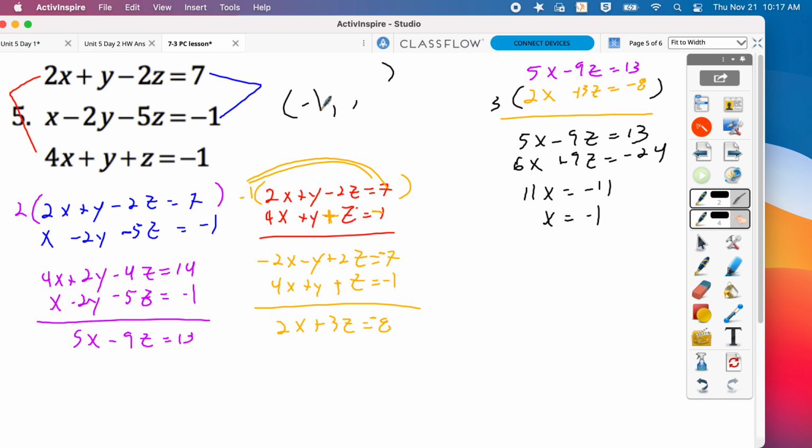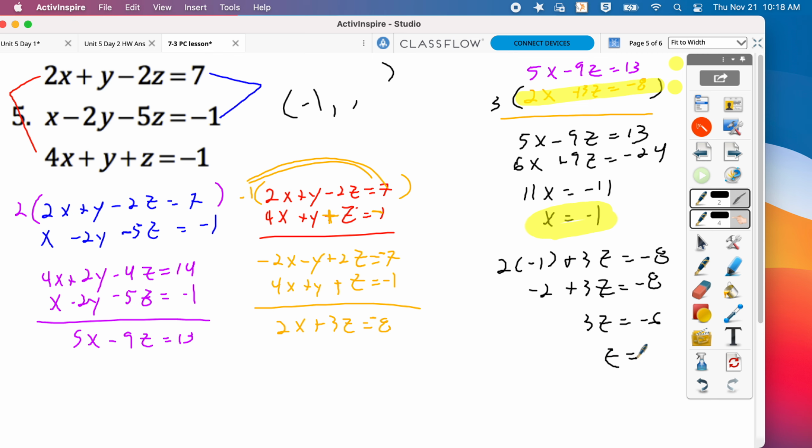All right, I'm most of the way there. Now, since x equals negative 1, I'm going to go into one of these two equations, and I think the bottom one's going to be easier. So I'm going to go 2 times negative 1 plus 3z equals negative 8. I'm going to solve. And I get my z to equal a negative 2.